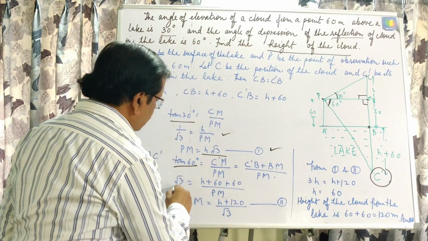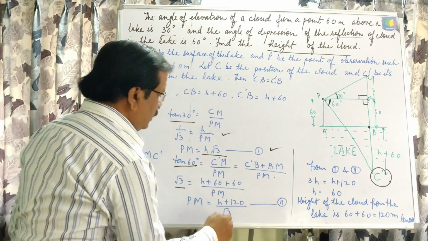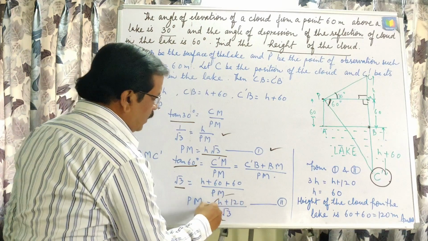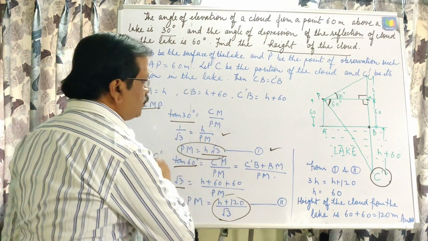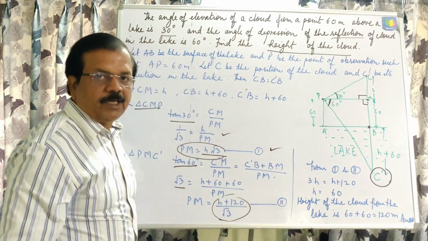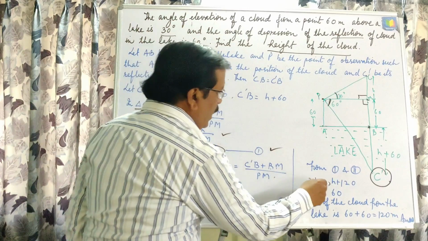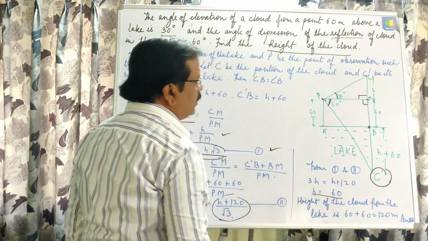Substituting tan 60 degree root 3, we are getting H plus 120 upon this value PM. So PM is coming out H plus 120 upon root 3. And here PM is coming out H root 3. Now comparing both the equation, we are getting PM means H root 3 is equal to H plus 120 upon root 3. So H is coming out 60.